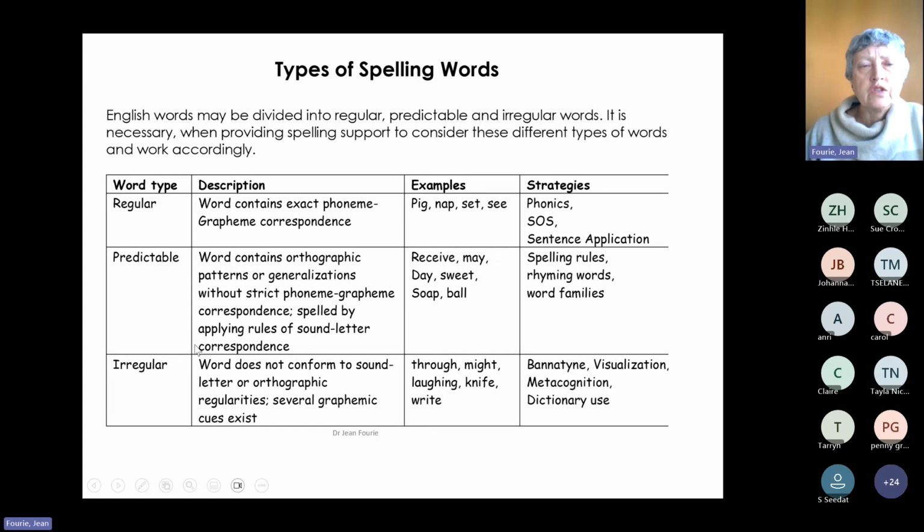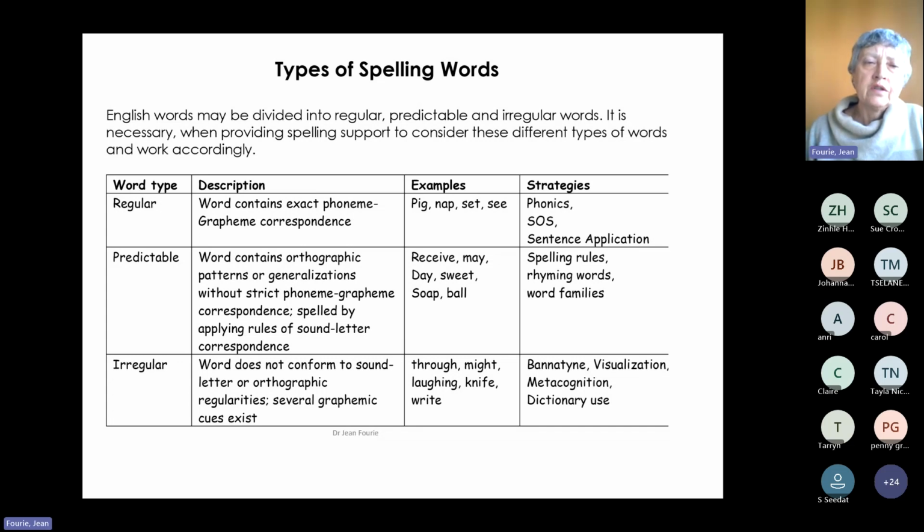So regular words are words where there is exact correspondence between the grapheme and the phoneme. So the sound you make is the letter that you're going to write. So if we look at these examples like pig, nap, set, see, you can clearly hear the sounds if you have your auditory awareness intact, p, i, g, and we write down the P and the I and the G.